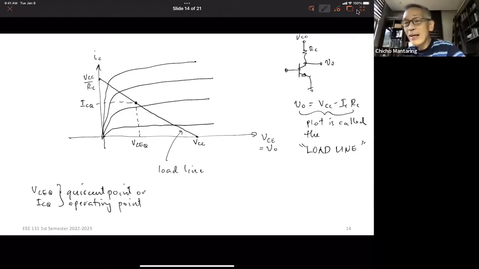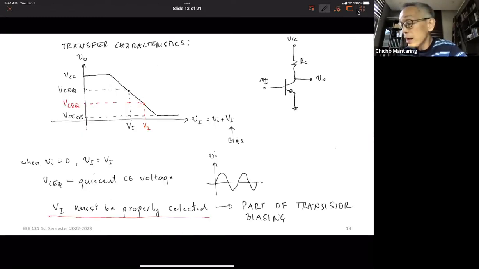Actually, ito parang rule of thumb lang for this type of circuit. Usually you try to choose a quiescent point that's in the middle of your linear section. Kagaya nito, this is my linear section. This is where my amplifier operates linearly. I usually will try to choose a quiescent point na nasa gitna nitong line na to. So that would be somewhere here.